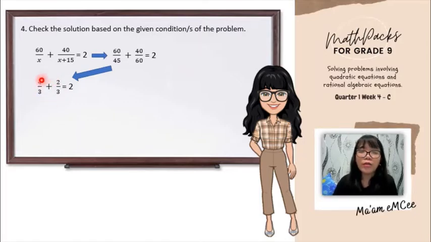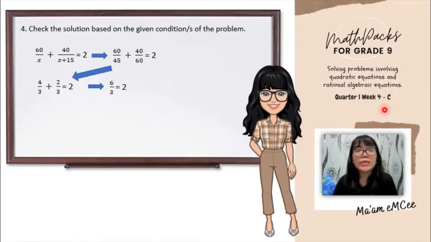So, we add 4 plus 2. That is equal to 6. And we copy the common denominator, which is 3. So 4 thirds plus 2 thirds is equal to 6 thirds. And that should be equal to 2.